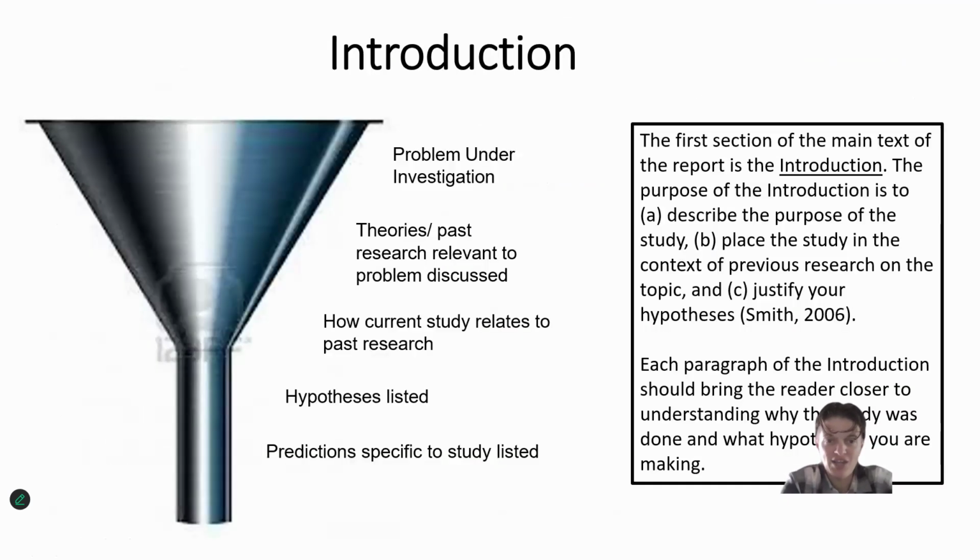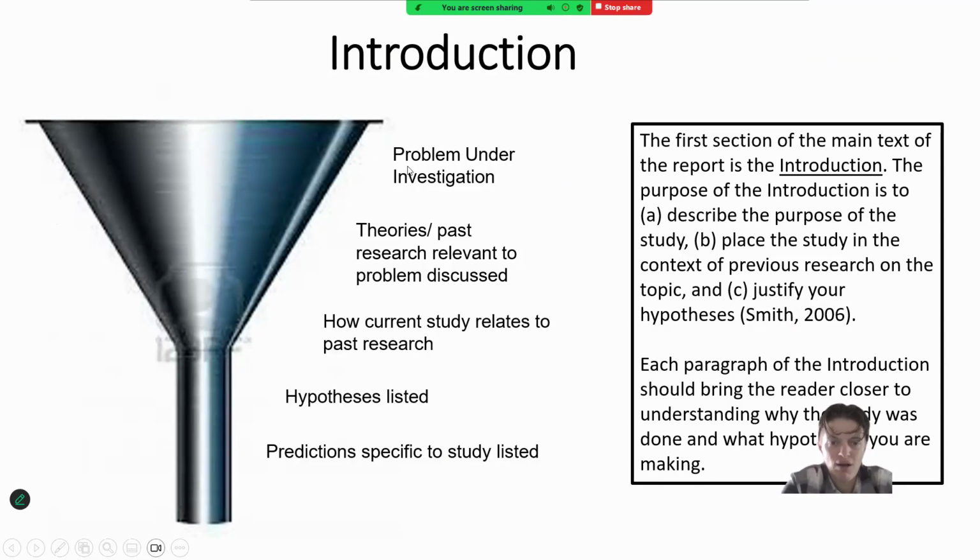After your abstract, you get the introduction section. This is the first section of the main text of your paper. The purpose of the introduction is to describe the purpose of the study, place the study in the context of previous research on the topic, and then also justify your hypothesis. Each paragraph of the introduction should bring the reader closer to understanding why the study was done and what the hypotheses are that you are making.